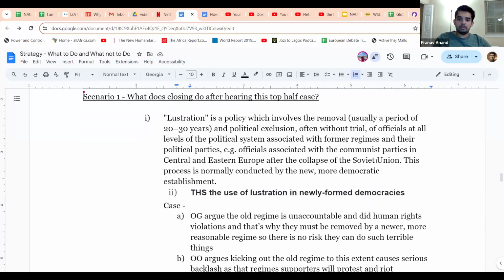So the first one is on lustration. Hopefully you can read. It's a policy which involves removal and political exclusion, often without trial, of officials at all levels of the political system associated with former regimes and their political parties. This process is normally conducted by the new, more democratic establishment. So something like: this house supports the use of lustration in newly formed democracies.